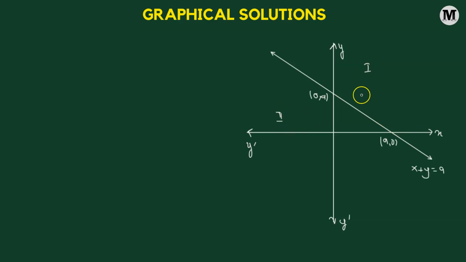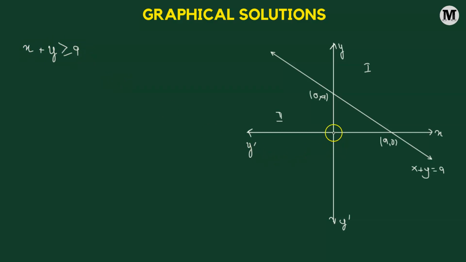Now region number 1 lies above the line and region number 2 lies below the line. Of the two regions, only one region satisfies the inequality x + y ≥ 9. Now we need to verify which particular region that is.